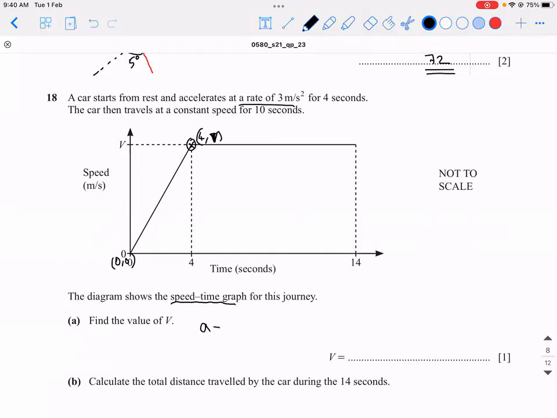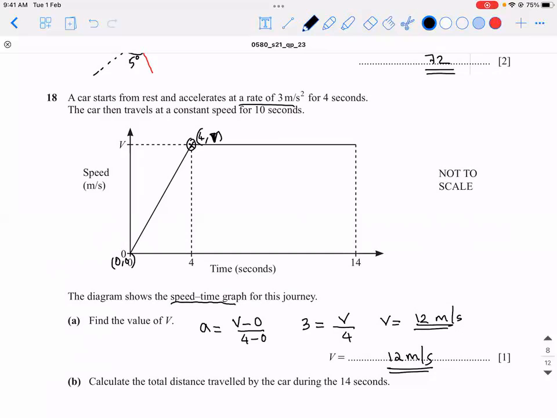Therefore, we can say that acceleration would be what? The change in velocity, change in speed, I mean v minus 0 by change in time will be what? 4 minus 0. Therefore, what is acceleration? 3 is equal to what? V over 4. Therefore, what is v? If you make v the subject, it becomes 12 meters per second. Since it is speed, it is meter per second. So what is our answer? It is 12 meters per second.